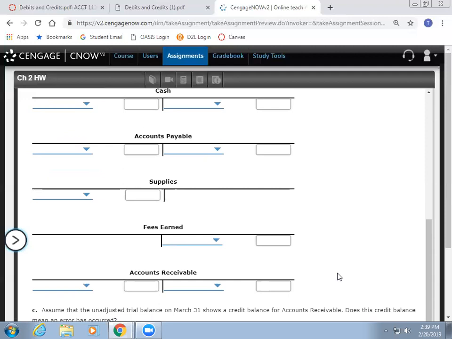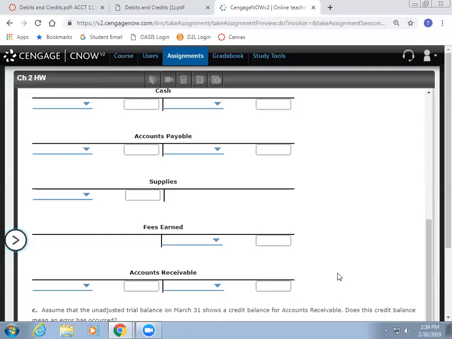I would know that the normal side of an account is its normal increasing side. So for cash, since it increases on the debit side, that's the normal balance side of it. The normal balance side is the increasing side of an account. I would just know that.